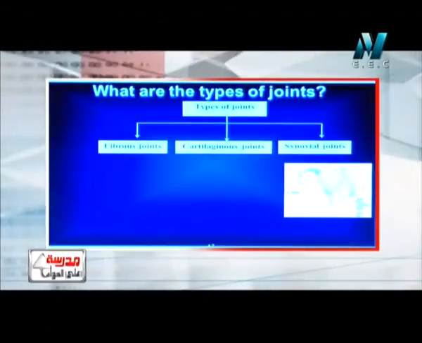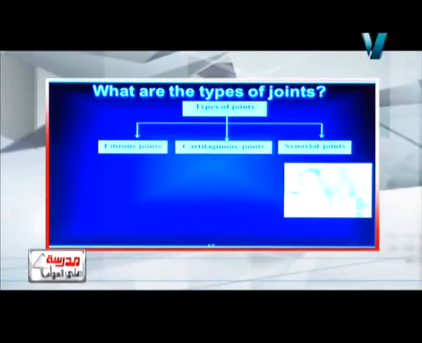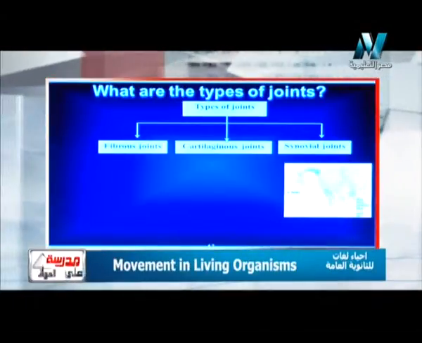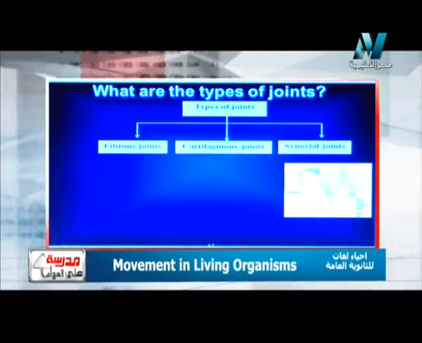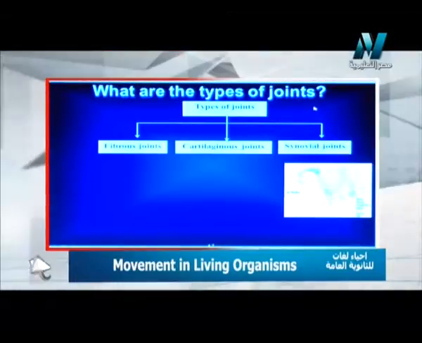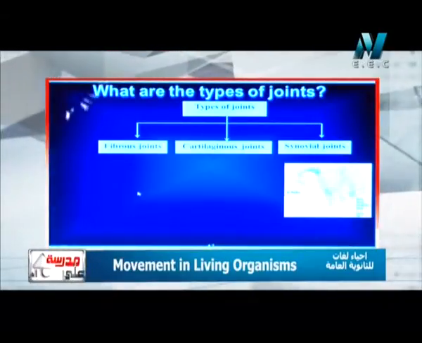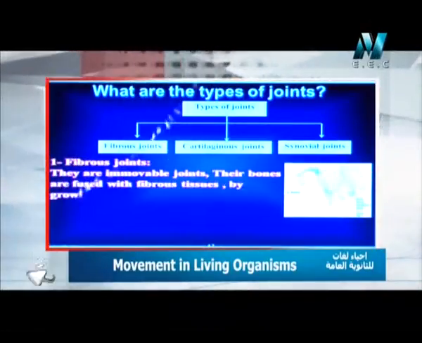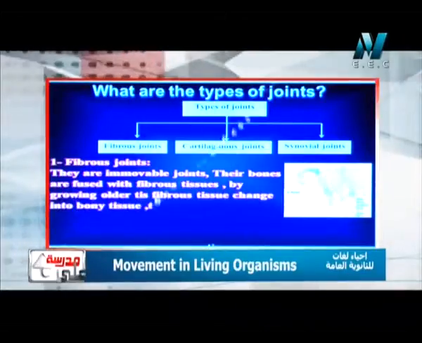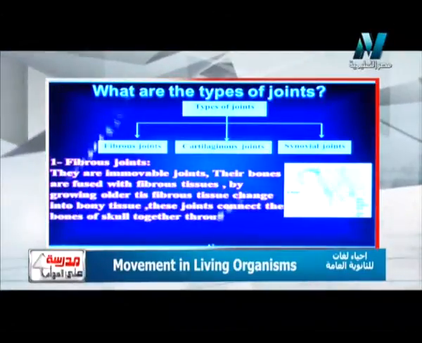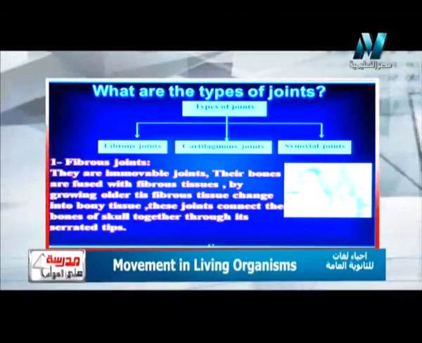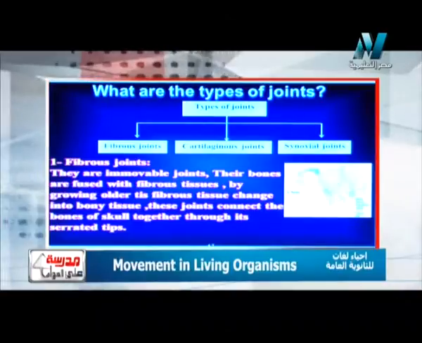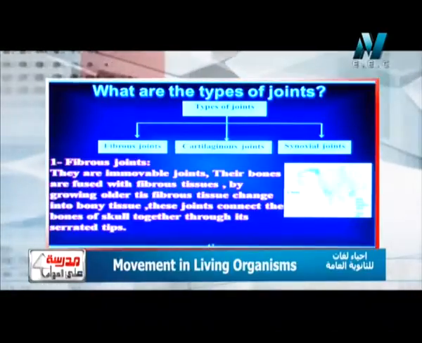There are three types of joints: the fibrous joints, cartilaginous joints, and the synovial joints. A joint is a part between two bones. So what about the first type of the joints, which is called the fibrous joints? They are immovable joints. They can't move, and they take place between two bones containing fibrous tissue. By growing older, the fibrous tissue changes into bony tissue.